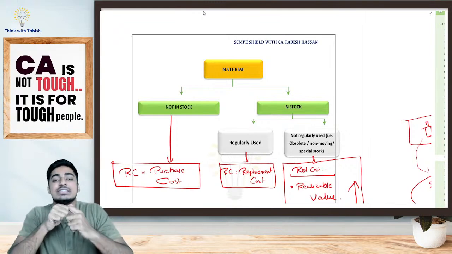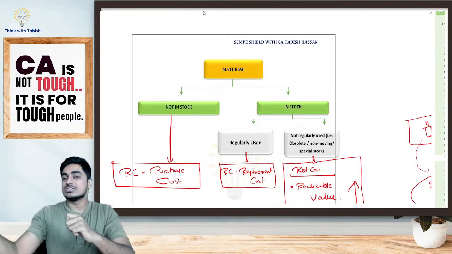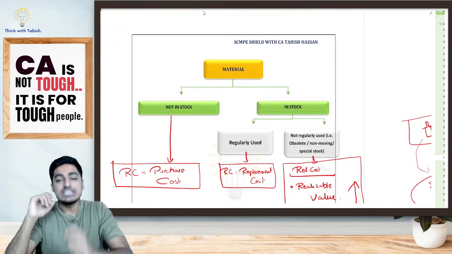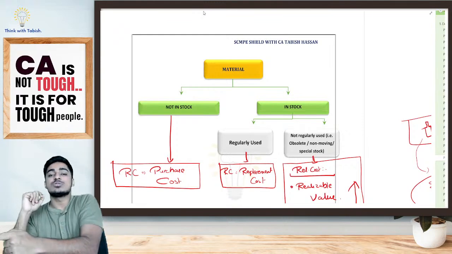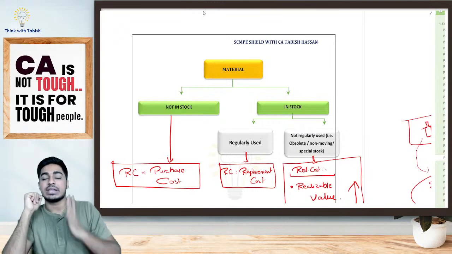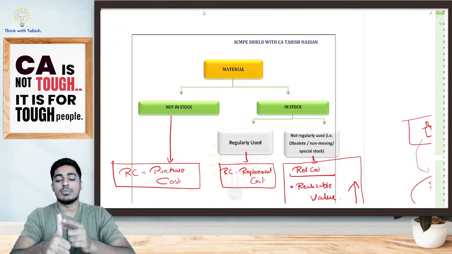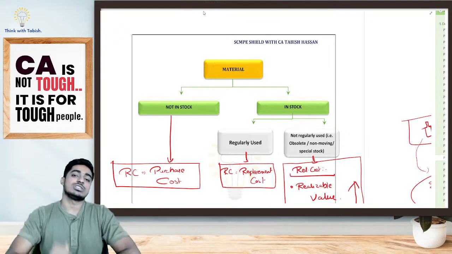There could be 2 different scenarios. Firstly, raw material is not in stock or raw material is in stock. Raw material is not in stock. So if I want to start my CA final class, what I need to do? I need to buy the pen drive. I need to purchase the pen drive. So purchase cost will be relevant. So if raw material is not in stock, purchase cost is going to be relevant.